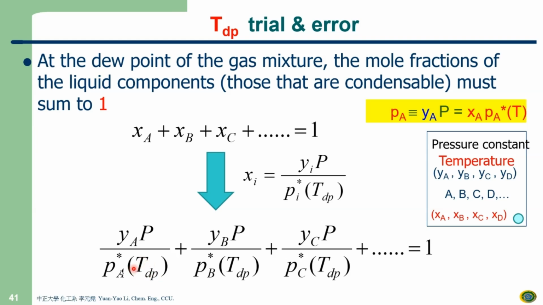And if you find out T_dp, you will know PA star. You add up A, B, C, D, and that will be equal to 1. So what you need to find out is T_dp by trial and error. For example, 80 Celsius: you find the vapor pressure of species A at 80, the vapor pressure of species B at 80 Celsius, and of species C at 80 Celsius. You put the numbers in here, and if you get 1, then you got the answer. But if it's not equal to 1, try again. I'll give you an example very soon, okay?